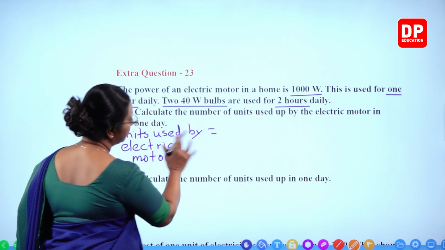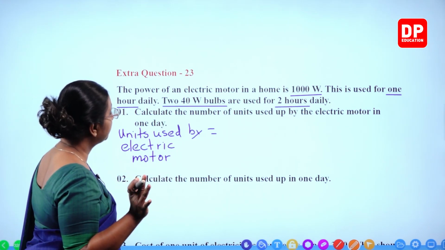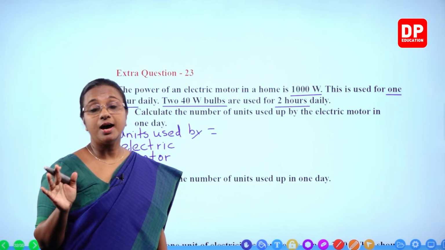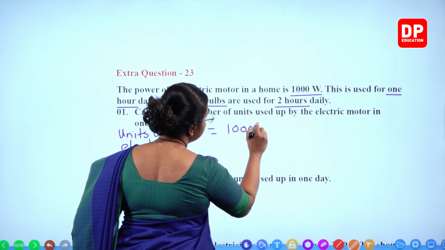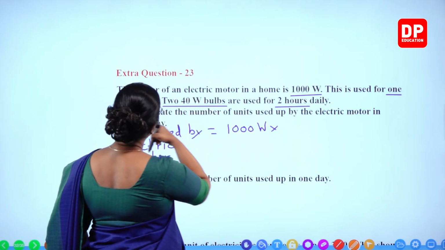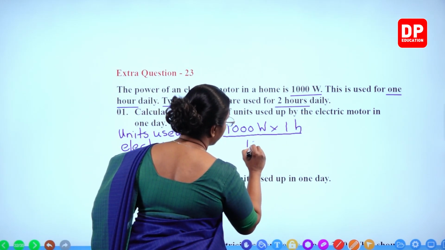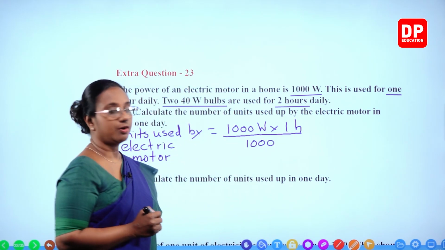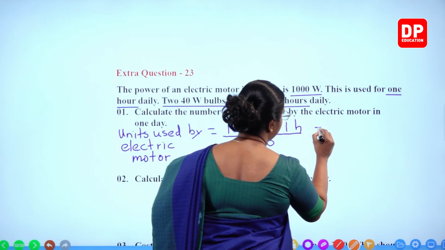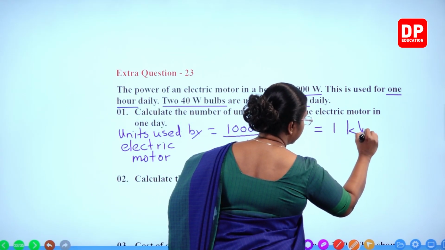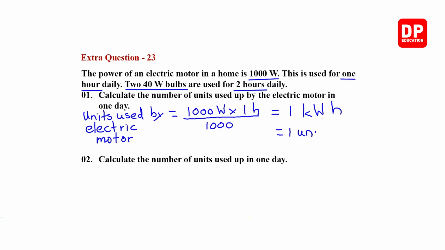Or you can just write units also and do the calculation. So how do we calculate the units? Number of units is equal to kilowatt hours. You can remember that. So here the power is given as 1000 watts into time duration 1 hour daily. In order to convert this to kilowatt hours, we need to divide by 1000. So how many kilowatt hours? 1000 and 1000 get cancelled off. So it's going to be 1 kilowatt hour, or that is equal to 1 unit.